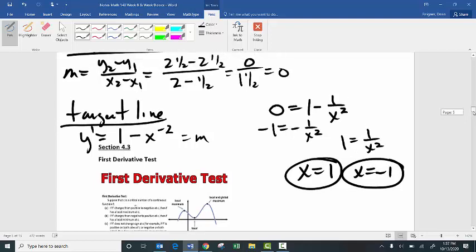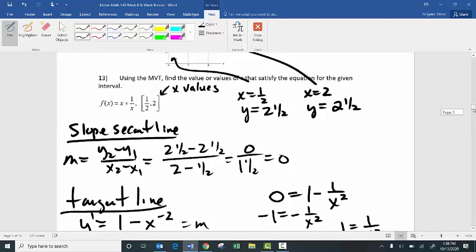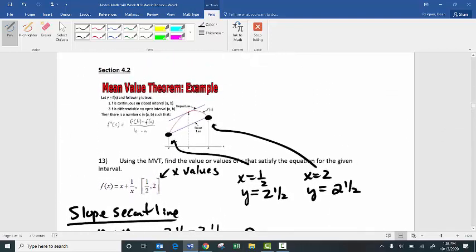So now we figured out, if you go back to the picture here, this tangent line is going to have, at x equals 1, a slope of 0, which is the same as the secant line. So it's actually going to be 1 or -1. But in the interval, we're only looking at x's between 1/2 and 2. So that's why the book answer would be 1 in this case.